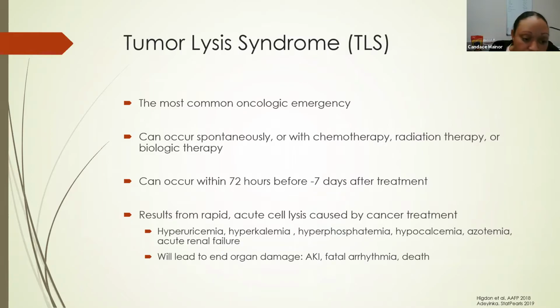Tumor lysis syndrome results from rapid acute cell lysis caused by cancer treatment. On lab evaluation, you can see hyperuricemia, hyperkalemia, hyperphosphatemia, hypocalcemia, azotemia, and acute renal failure. If left untreated and unrecognized, this can lead to end organ damage, particularly AKI and renal damage such that patients may require dialysis, and fatal arrhythmia from the hyperkalemia, which can ultimately lead to death.